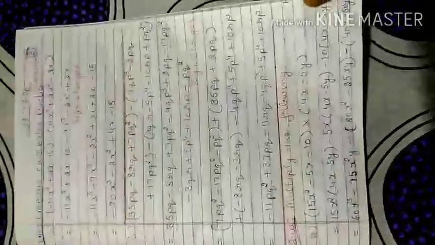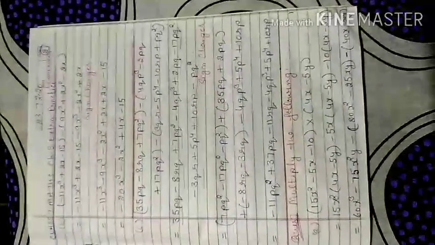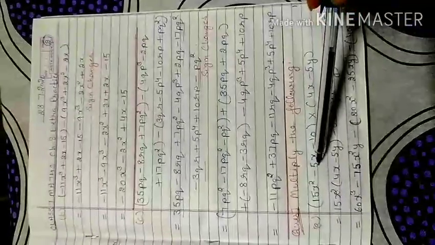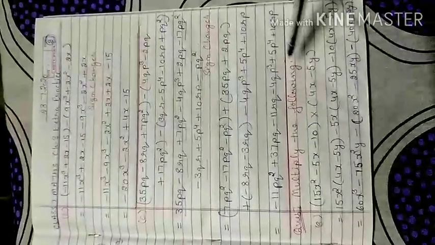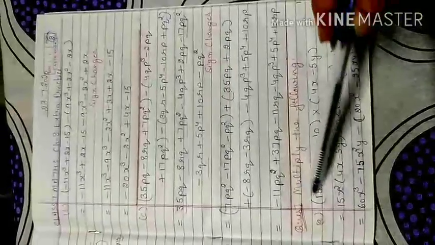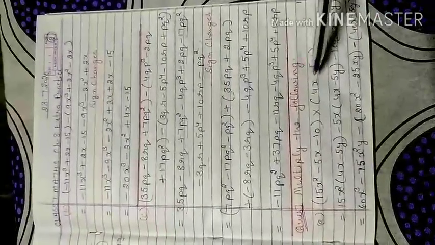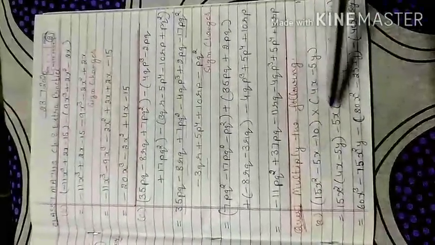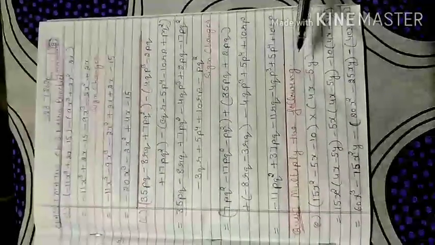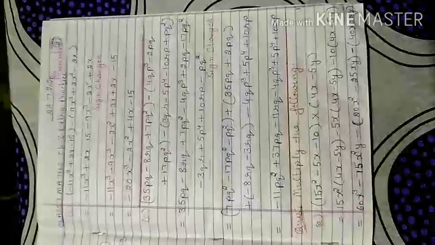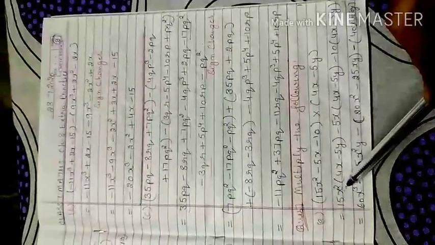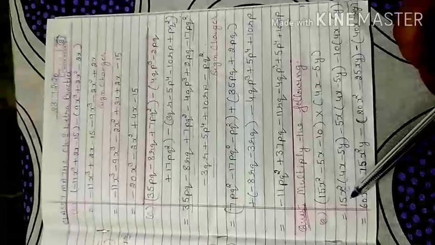Now in your 7th question you have to multiply one polynomial with another polynomial. So if I multiply 15x square minus 5x minus 10 with another polynomial 4x minus 5y, first you pick the first term and multiply it with the whole bracket. Then the second term with its sign also, minus 5x multiply with 4x minus 5y, then minus 10 also with 4x minus 5y. Now one by one, whichever term is outside the bracket, all the terms multiply with that term.